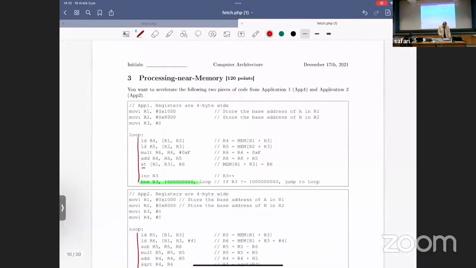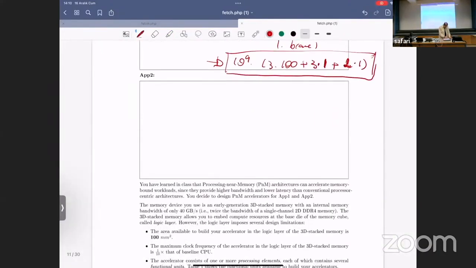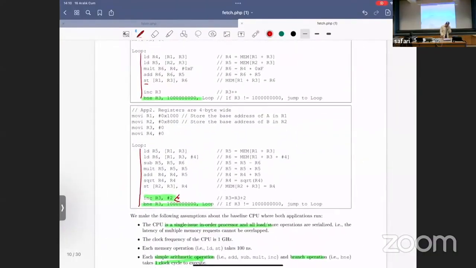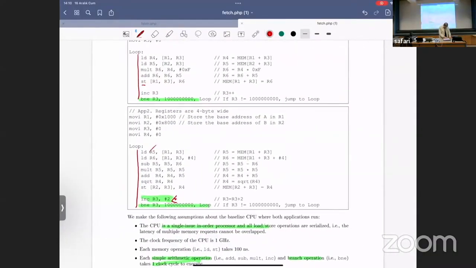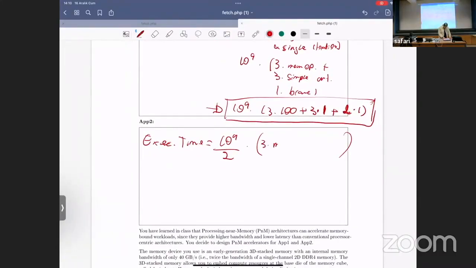Okay, so for the second application, you do the same. You check here. This is a bit different. If you look at the branch operation here, the increment for this loop is increments of 2. So this is going to execute half of 1 billion times. And then again, you multiply by the latency of a single iteration. So here we have 1, 2, 3 memory operations.